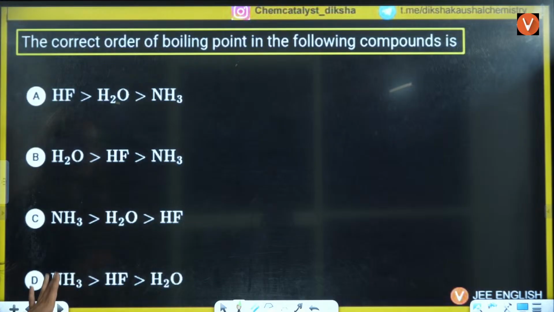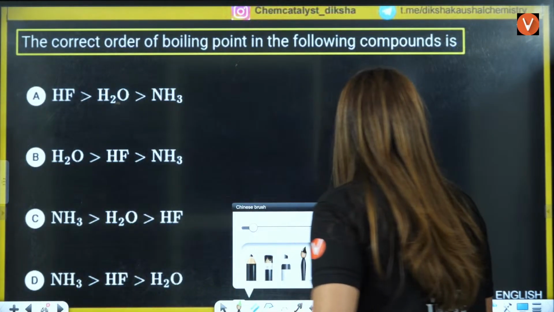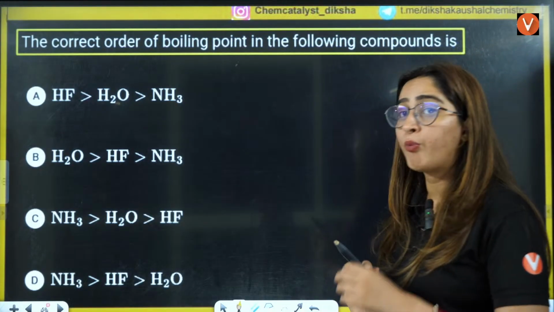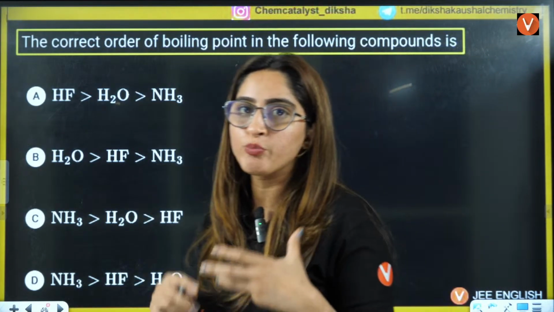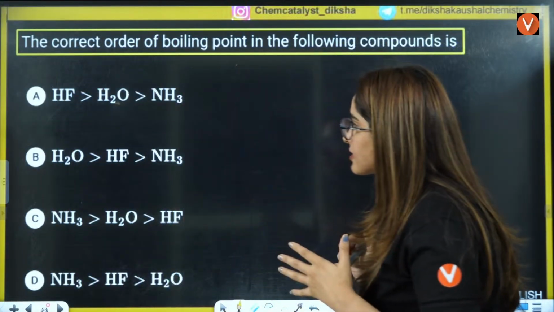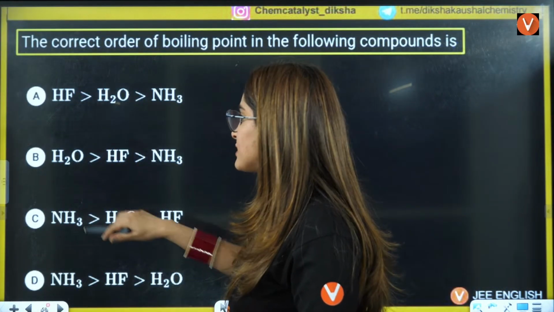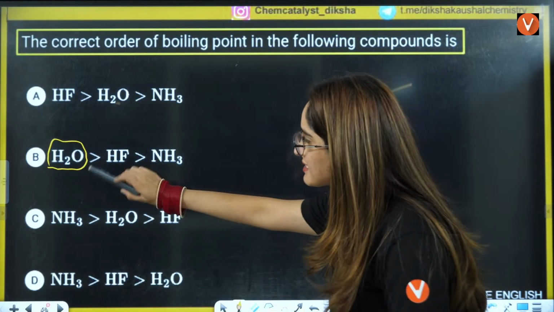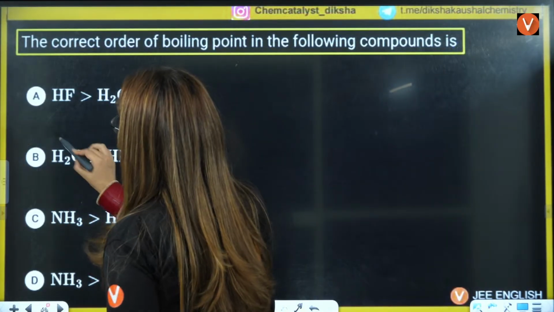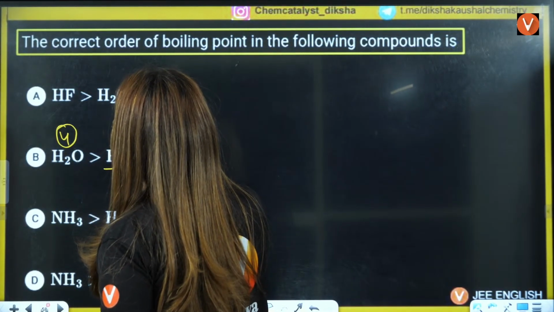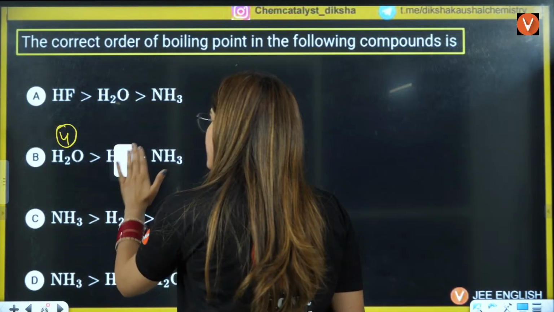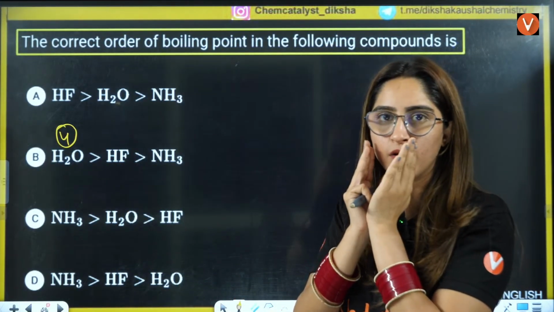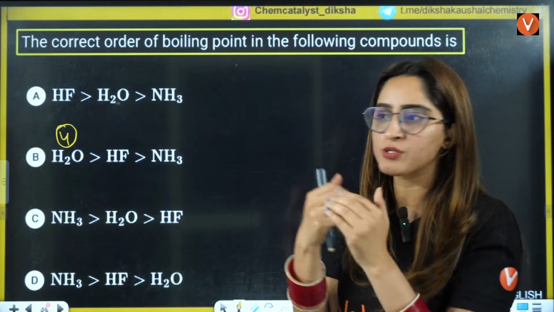Right? Okay, next is the correct order of boiling point. Boiling point in the following compounds is what? For boiling point, the force of attraction should be more; the more the force of attraction, the more the boiling point. If you see this here, force of attraction is maximum in water, so water will have the maximum boiling point. After that, here you have 4 hydrogen bonds, here you have 2 hydrogen bonds. Maximum hydrogen bonds are in H2O. That is why it has the maximum hydrogen bonding, and that is why maximum boiling point.